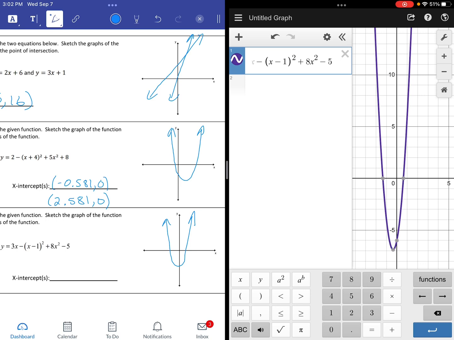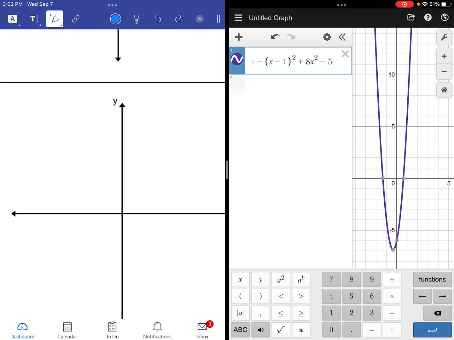Looks pretty good. Actually, you know what? I don't like that one. Let's try it again. I don't like it because the vertex is before it hits the y-axis. There we go. That's better.